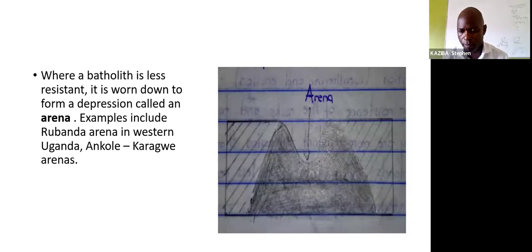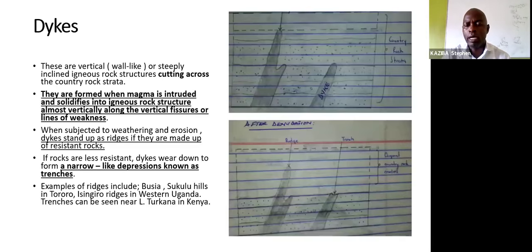Hope you're seeing it. Then you go to dikes. Now you define a dike as vertical or wall-like or steeply inclined igneous rock structure cutting across the country rocks or the layers of sedimentary rocks. Then when you're done, you explain how they are formed inside. They are formed when magma is intruded and solidifies into igneous rock structure, almost vertically along the vertical fissures or lines of weakness.